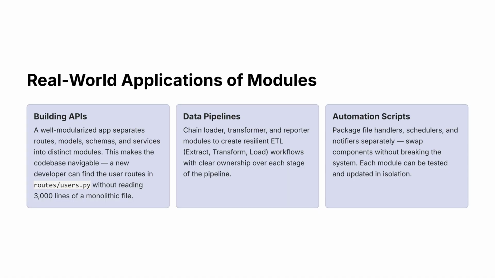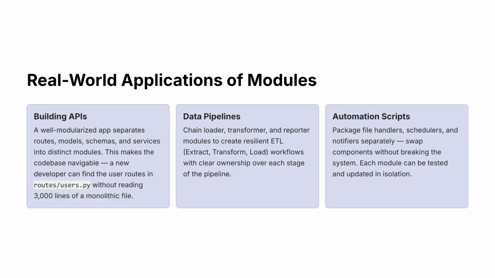So where does all this actually show up in the real world? Everywhere, honestly. When you're building a web API, say with FastAPI or Flask, you split routes, models, schemas, and services into separate modules. A new dev joining the team can find the user routes in routes/users.py without wading through thousands of lines of spaghetti code.